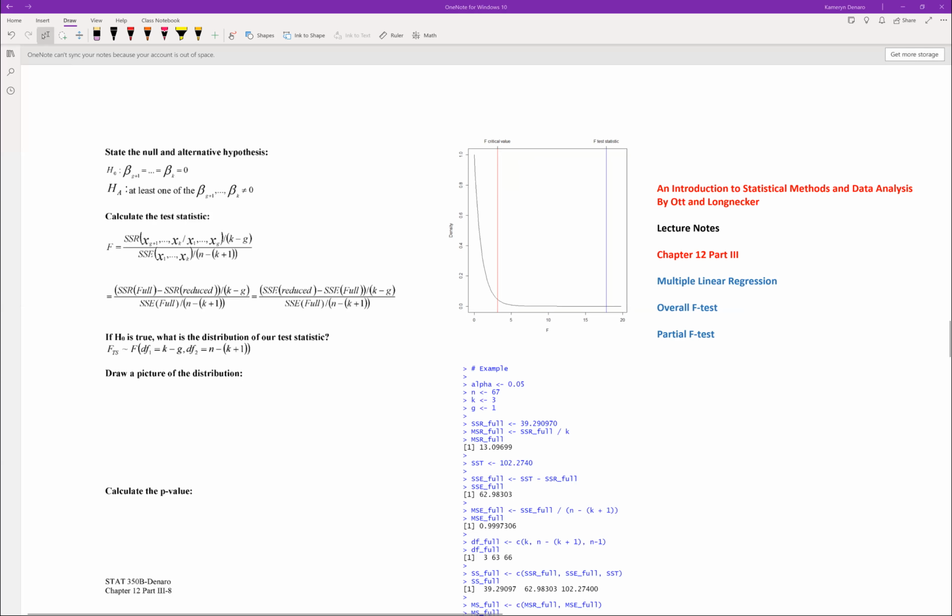Hello, everyone. We're working through An Introduction to Statistical Methods and Data Analysis by Ott and Longnecker. We're on chapter 12, part 3: multiple linear regression, the overall F-test, and the partial F-test.